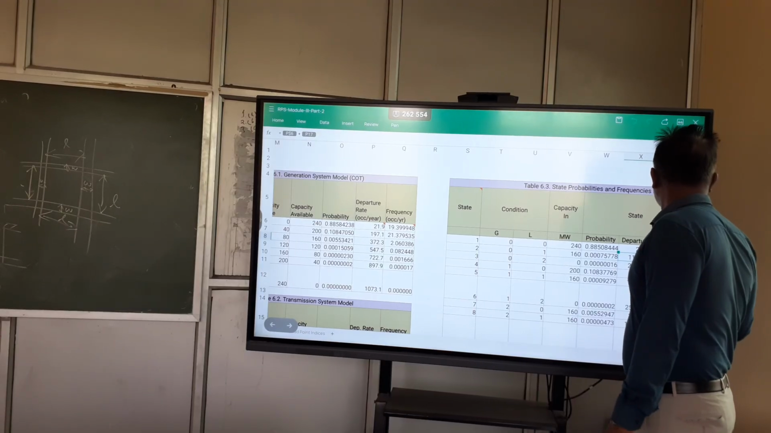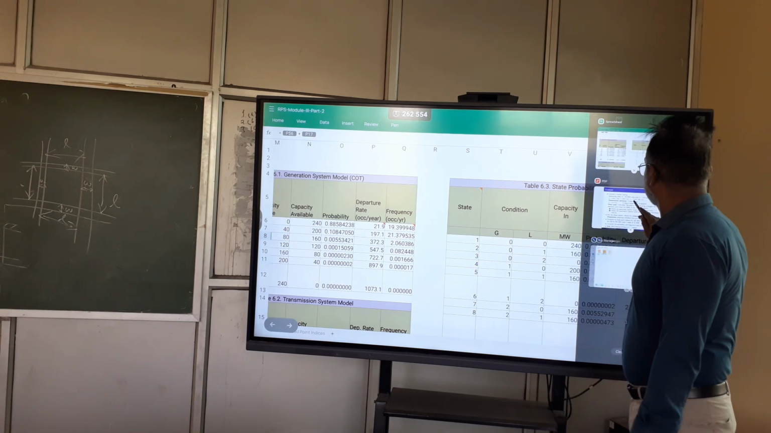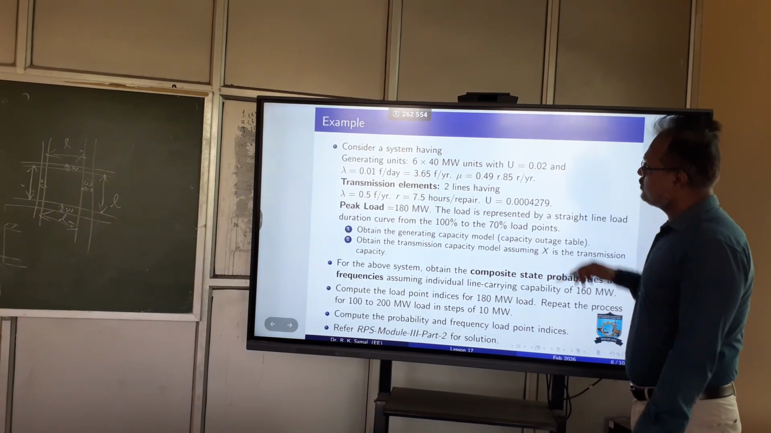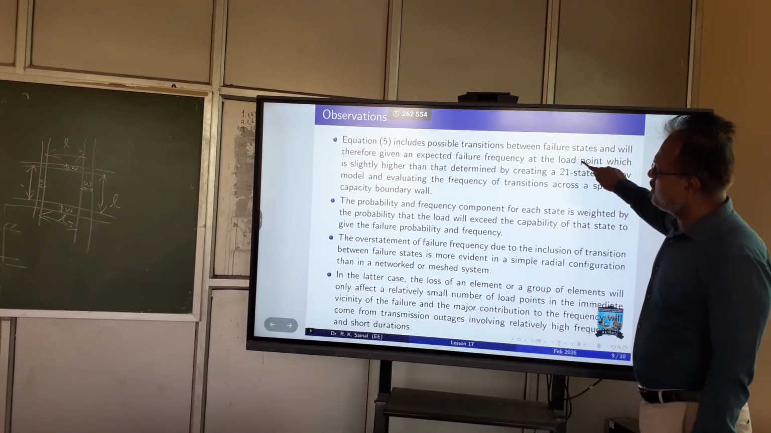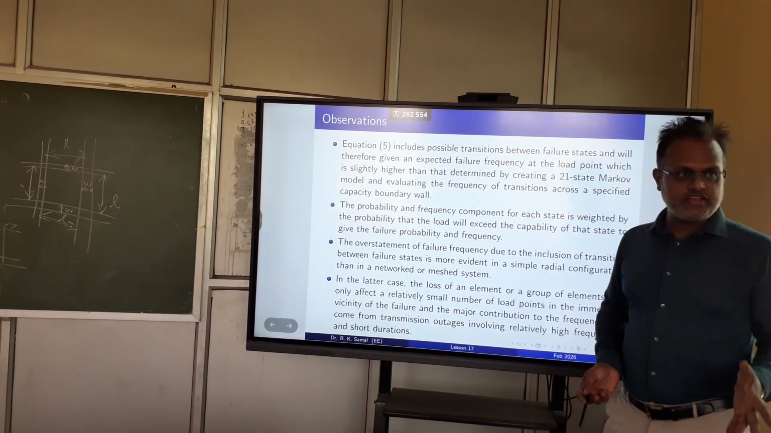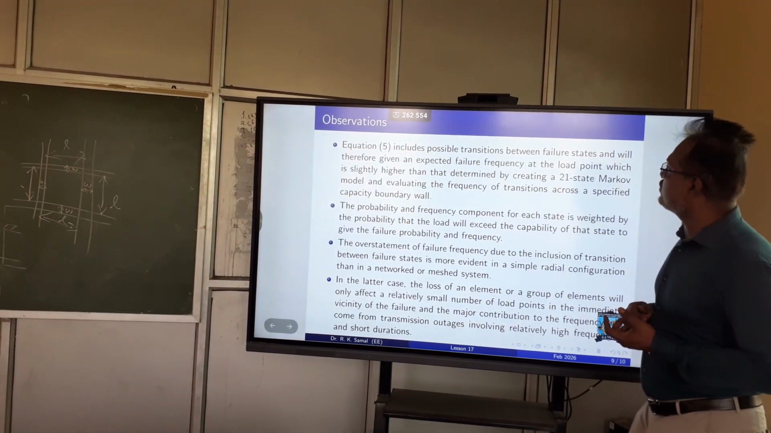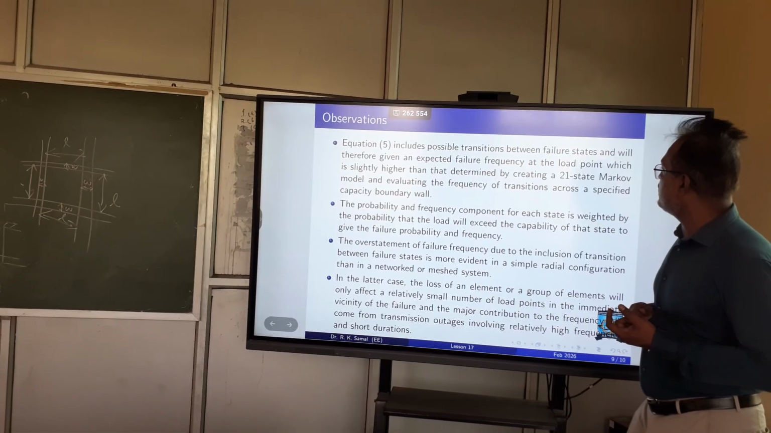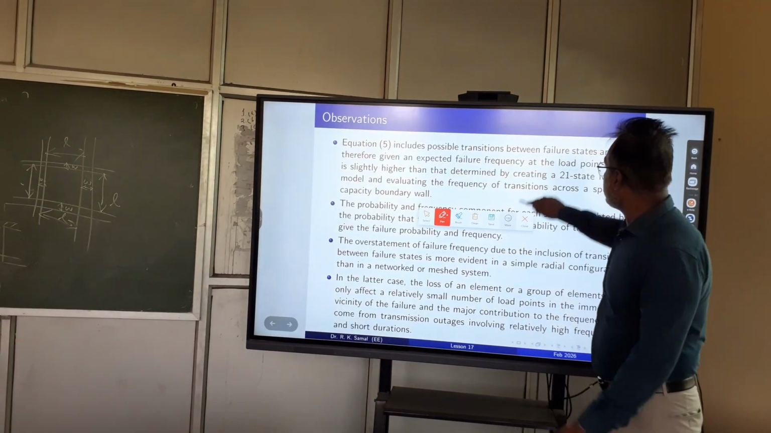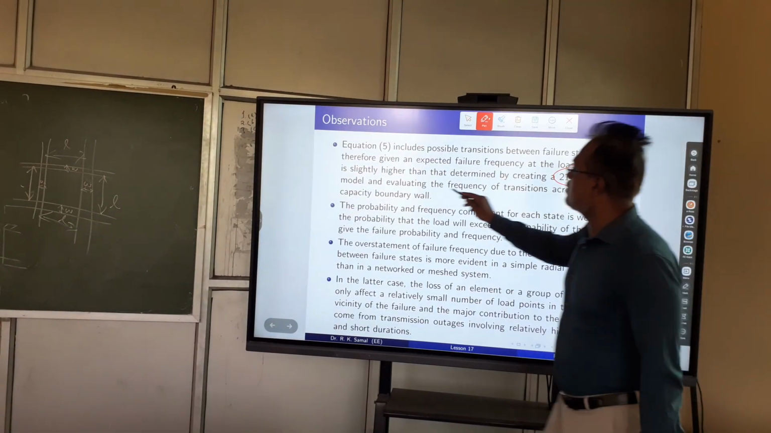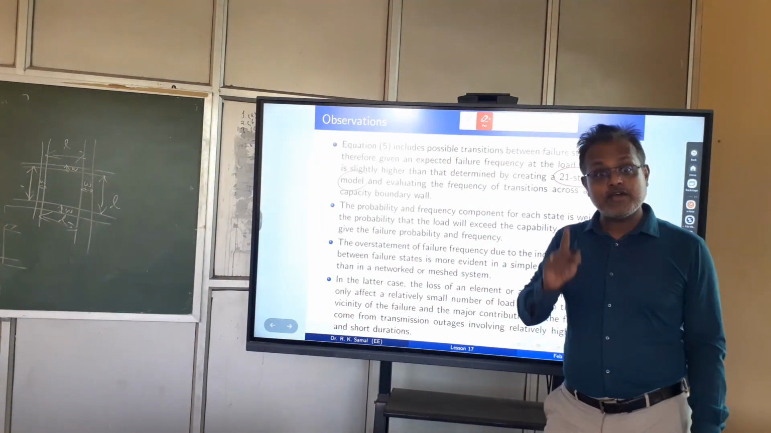Okay, then we will move to the PPT. So this problem is solved. So what are the observations? So these are the observations that we just discussed. You can go through it. Equation 5 includes possible transition between failure states and will therefore give expected failure frequency. So we are actually creating the final result. The final result is a 21 state Markov model. The table that I have shown you, the last table, that is a 21 state Markov model. That is the final result.